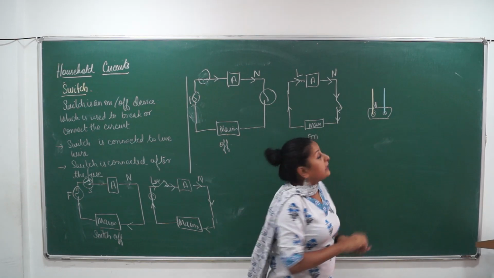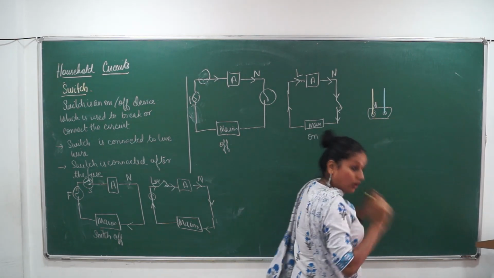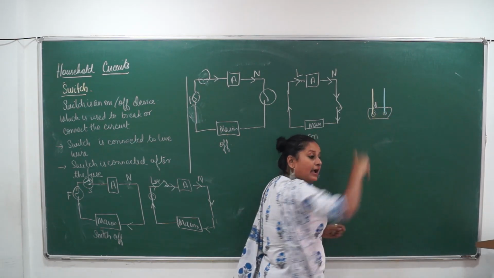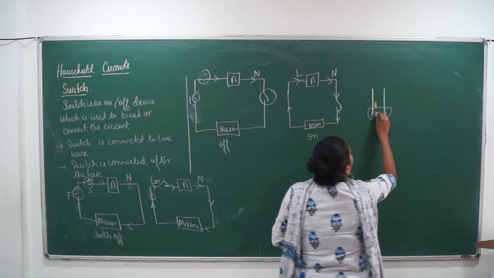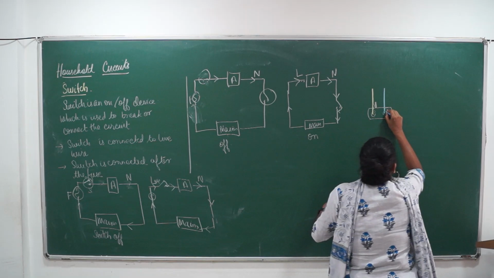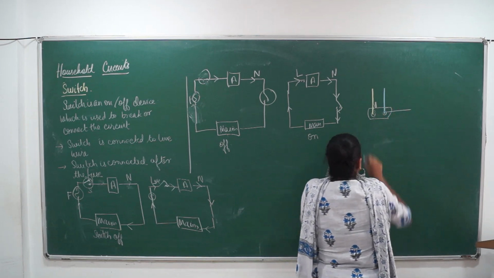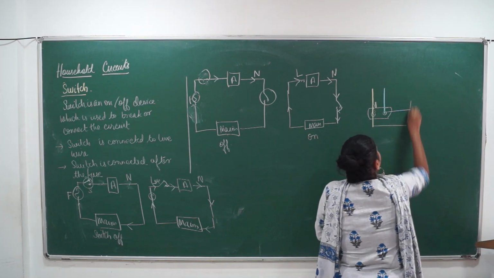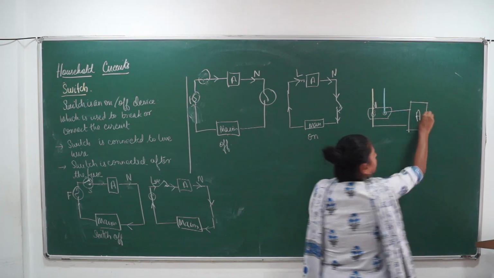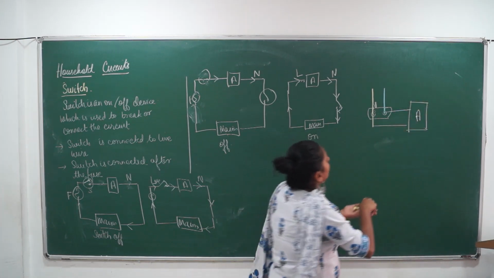How is the circuit complete? This is my socket. Now in this socket I plug it in. I put it inside these two holes, right? So now this is connected. This is the live wire, and this is the neutral wire which is connected to the object, the appliance. Understood?